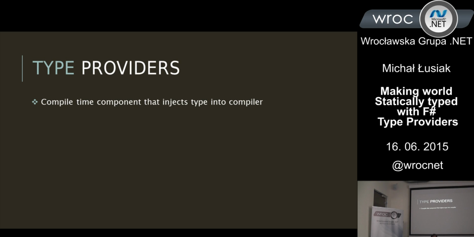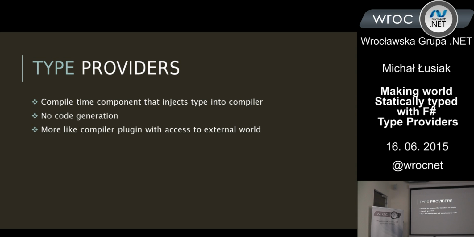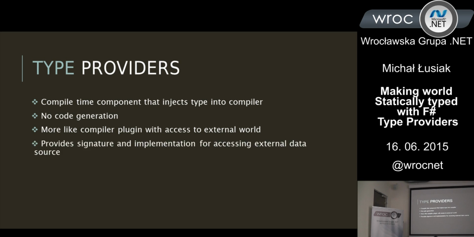So when you generate types by using type providers, they are not done by code generation like in some C# tools, but by injecting types directly into the compiler in the build time pipeline. So as I mentioned, there is no code generation involved. It's a compiler plugin that has access to the external world for some external data. And when you implement type providers, you need to provide both the signature of the types and the implementation for accessing external data and creating those types.